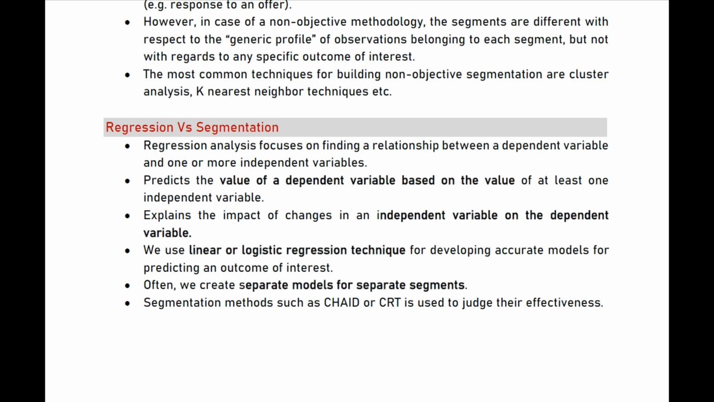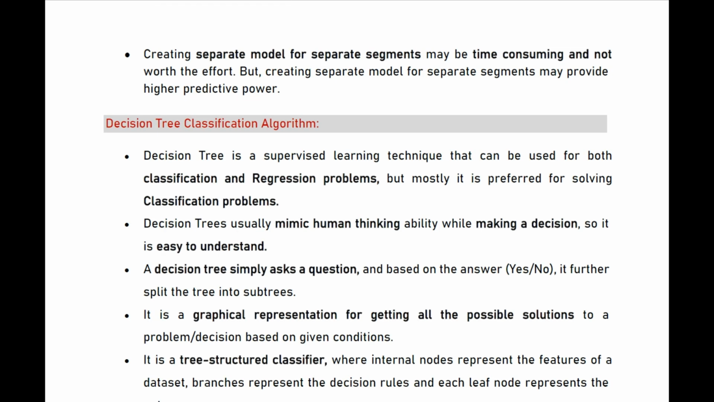CHAID models and CART models are effective for the effectiveness of segmentation. Here, we create separate models for separate segments. It is time consuming and not always worth the effect, but creating a separate model for each segment may provide hierarchical predictive power. Decision tree algorithms, the classical decision tree algorithms, are there. A decision tree is a supervised learning algorithm. Both classification and regression problems can be solved using the classical decision tree algorithm.